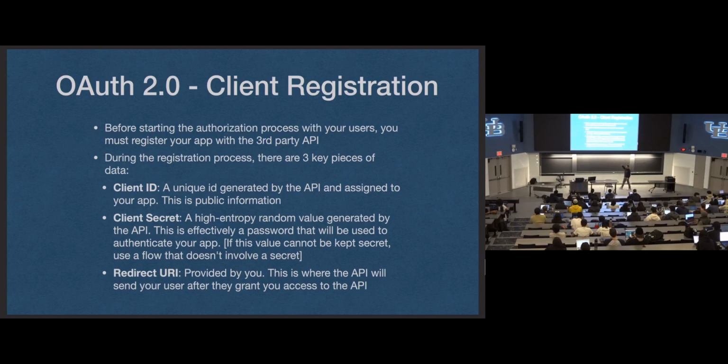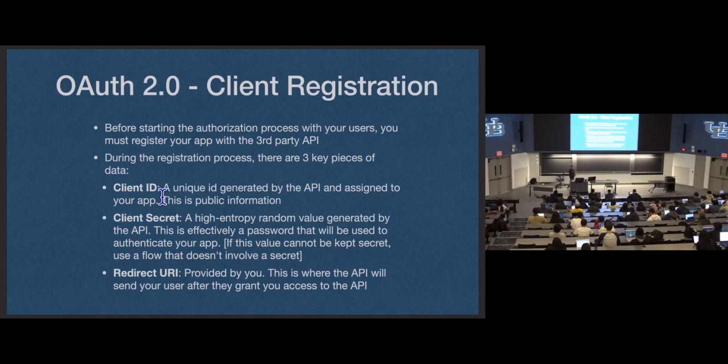The client ID, when you create an app, Spotify or any OAuth 2.0 API, is going to issue you a unique ID to identify your app. And this is public information. Everybody gets to know your client ID. The users will handle this ID. They'll be able to see it. Attackers will be able to see it.